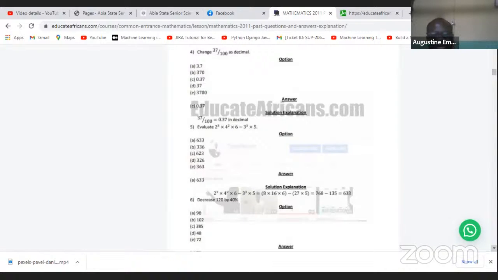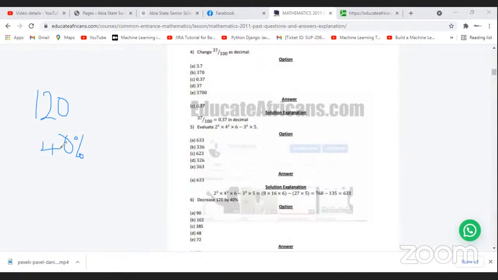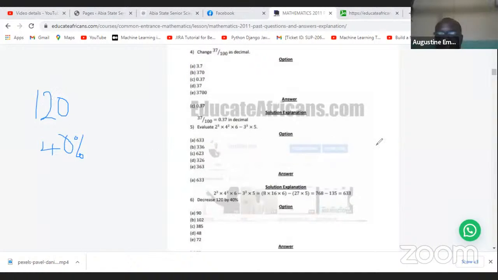Decrease 120 by 40%. So we should reduce 120 by 40%. How can you decrease 120 by 40%? The number is 120, but you want to decrease it by 40%. Before you can do that, you need to know the 40% of 120 first.